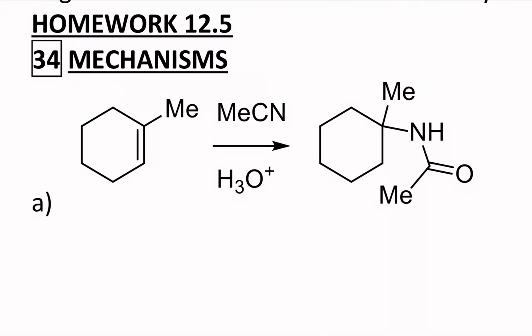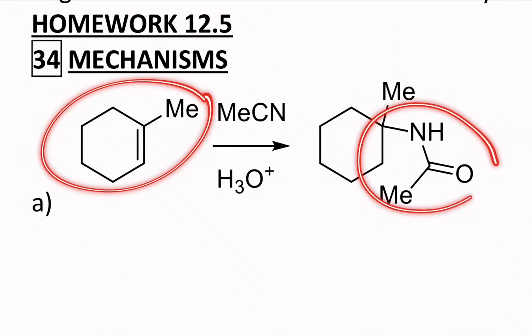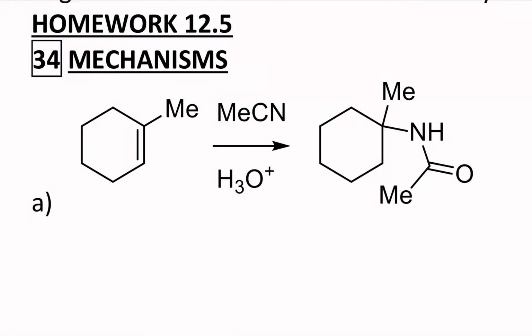Okay, chemists, welcome back. In this second half of Lesson 12.5, we are going to look at mechanism problems. There's 4 pretty advanced mechanisms for you to try today, and I'll walk us through the first 2, and I will leave you to do the other 2. Starting with the first one, we've got a unique reaction that takes an alkene and actually turns it into an amide with acetonitrile and acid.